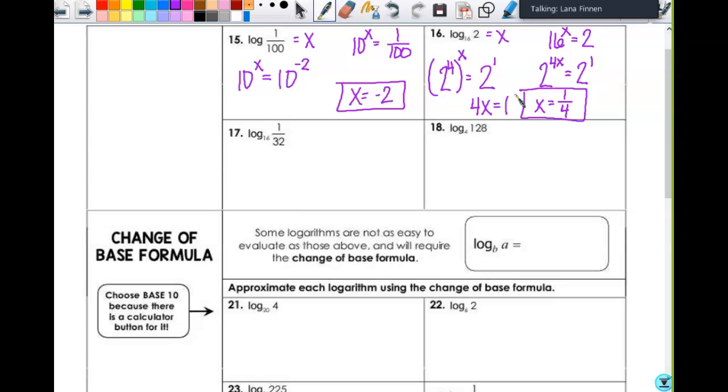What questions do we have? All right. So let's look at 17. Set this equal to x. So I get 16 to the x power equals 1 over 32.